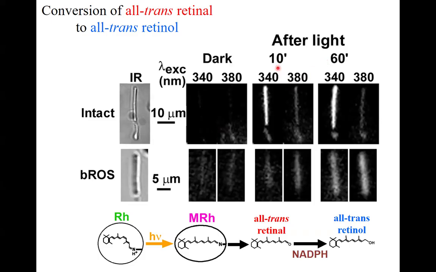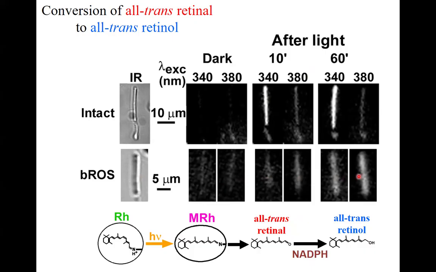And what you see after 10 minutes after light, where retinal has been released and quite a bit has been converted to retinol, you can see you have much higher fluorescence when you excite at 340 than at 380. This goes on until 60 minutes. When you look at the broken off outer segment, it's the other way around. You do not have reduction. And these are the reactions, right? All-trans retinal going to all-trans retinol if you have NADPH. If you do not have NADPH, you stop here, as in the case of the broken off.